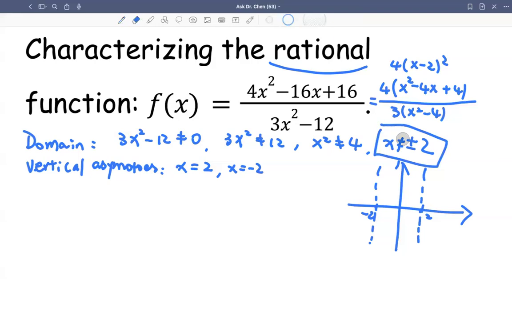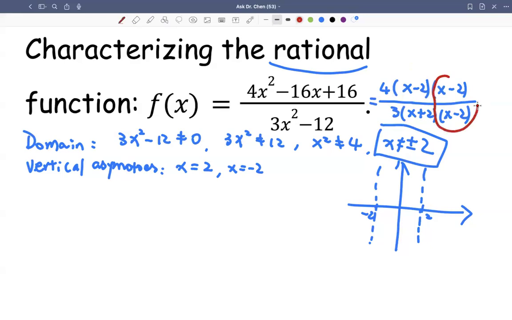So let's rewrite this. The numerator we can write as 4 times (x minus 2) squared, which is (x minus 2) times (x minus 2). The denominator we can write as (x plus 2) times (x minus 2). Indeed, we have common factors in the numerator and in the denominator. So those two become 1, right? Something divided by itself is just 1. So the function is simplified to be just this part.